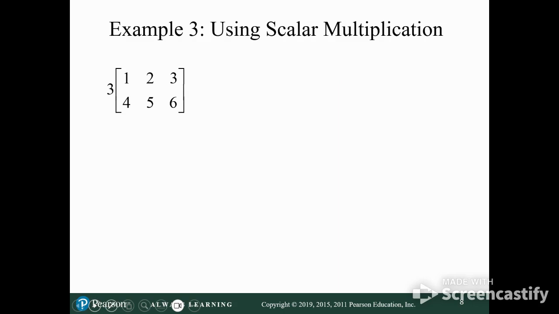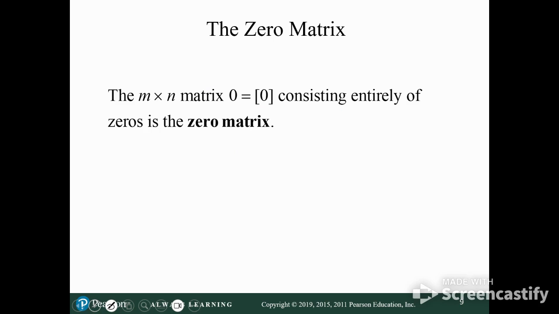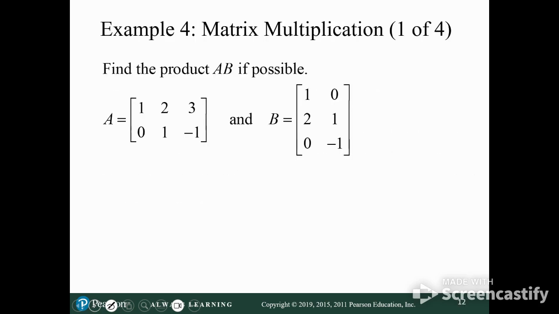Scalar multiplication is we multiply every number within the matrix by the number outside the matrix. So this is 3, 6, 9, 12, 15, 18. Easy peasy, lemon squeezy. The zero matrix is 0.